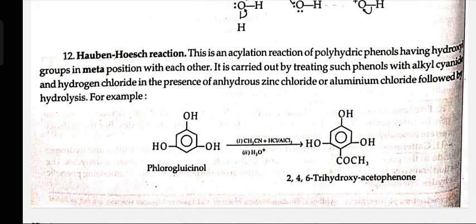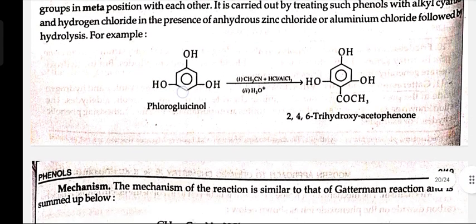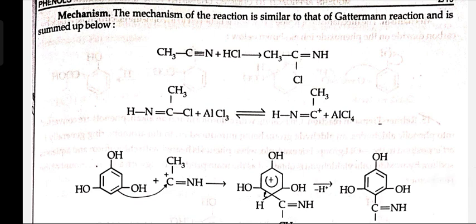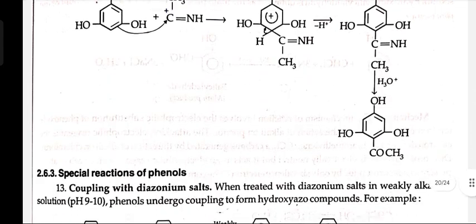Next reaction is the Hoesch reaction. This is an acylation reaction of polyhydric phenols having hydroxy groups in the meta position with each other. It is carried out by treating such phenols with an alkyl cyanide and hydrogen chloride in the presence of anhydrous zinc chloride or aluminium chloride, followed by hydrolysis. Mechanism. The mechanism of the reaction is similar to the Gattermann reaction and is summed up below.